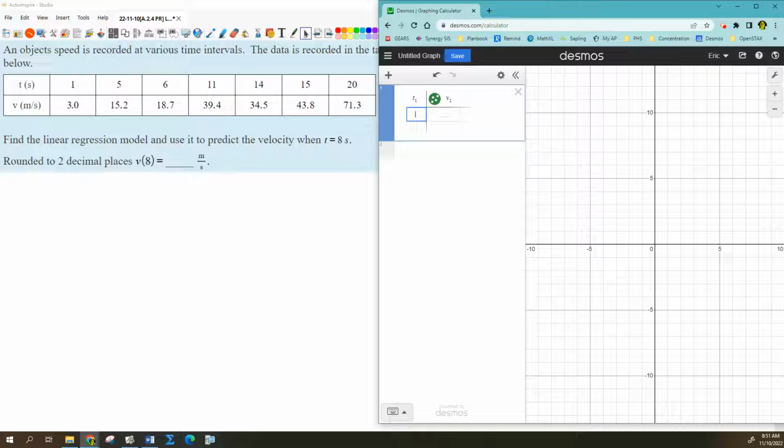So the input, the t values, are just 1. I'm going to hit the down arrow, 1, 5, 6, 11, 14, 15, 20. And then I'm going to pop back up here and I'm going to put in the corresponding values for V. Why don't you do the same?